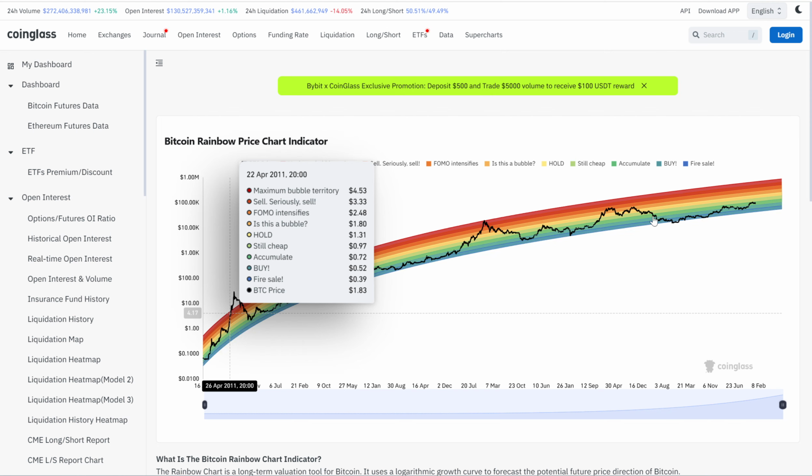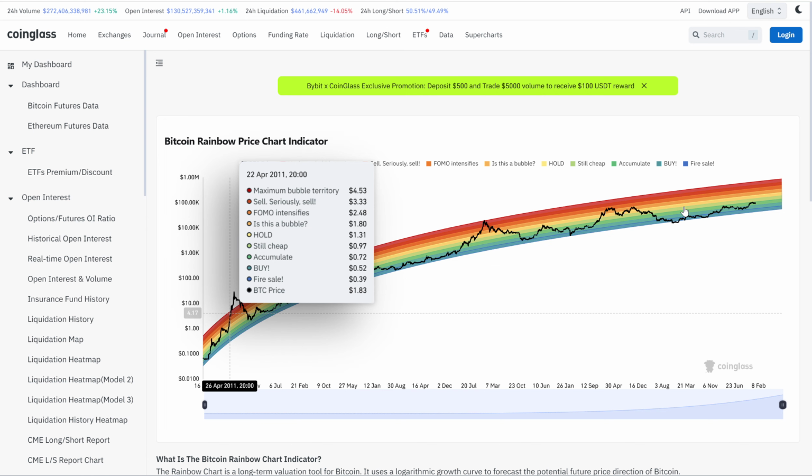People have been asking me for a long time, when is a good time to buy Bitcoin? Well, truth is, it's always a good time to buy Bitcoin. This is back to 2011, and you can see there's almost always a good time. And even if you bought here, we're higher than that now.